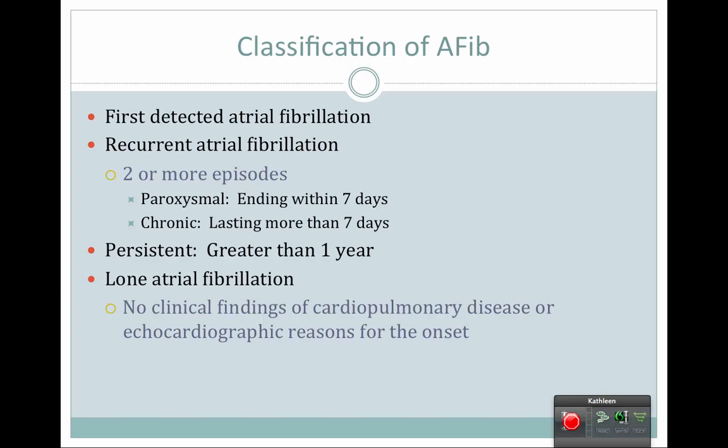Classification of atrial fib. First detected atrial fib. Recurrent atrial fib, two or more episodes. Paroxysmal, ending within 7 days. Chronic, lasting more than 7 days. And persistent, greater than 1 year. And lone atrial fibrillation, the definition is no clinical findings of cardiopulmonary disease or echocardiographic reasons for the onset.